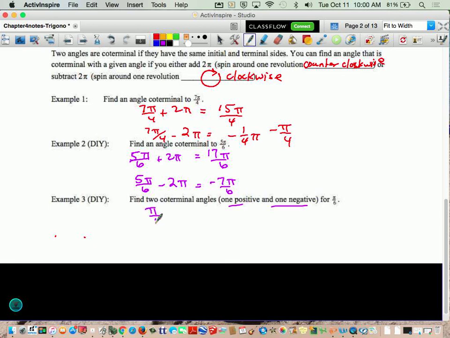So pi over 6 plus 2 pi and pi over 6 minus 2 pi. So these are pretty easy to do because you could cross off the 2 and make that 12 pi over 6. It's the same thing. Then you get 13 pi over 6. And over here, if you subtract it again, you would have 12 pi over 6. But subtracting, you end up with negative 11 pi over 6. So I'm going to stop the video now, and I'll finish part 2 in a second.